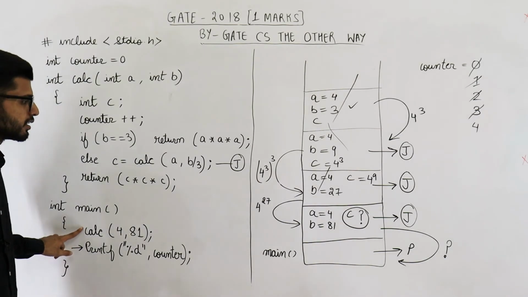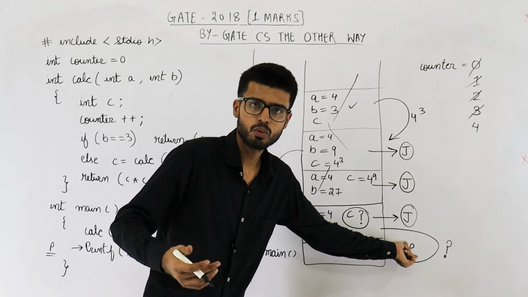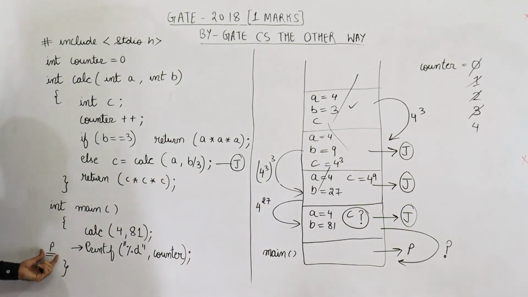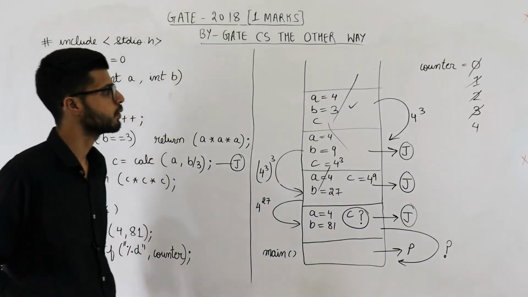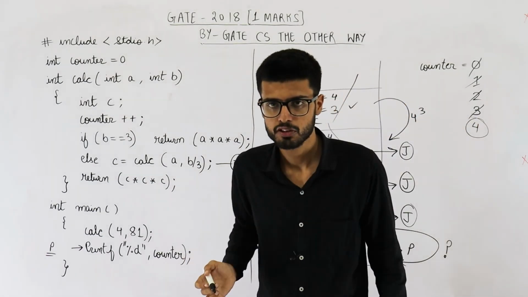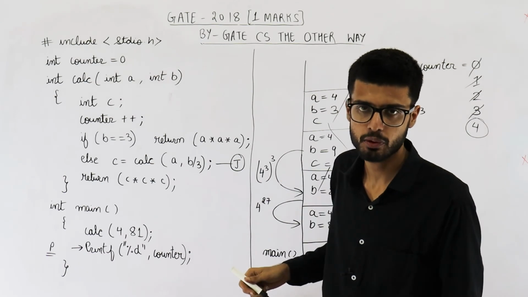Now, because you have returned to the main function, in main function you have to continue from line number P. So we'll resume from line number P. This is the line that is labeled P. That means here. So printf counter. Counter is printed. That is 4. So what is the output of this program? It will be 4 because the value of counter is 4 and we are trying to print that.